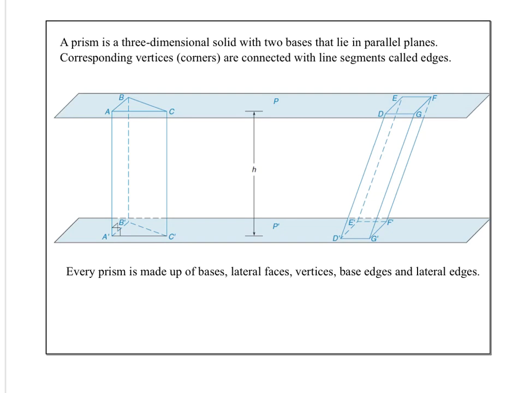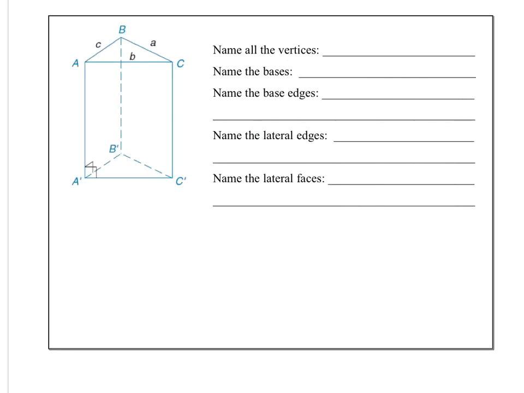Okay, a prism is a three-dimensional solid with two bases that lie in parallel planes. So you'll see that this base and this base are in parallel planes, and they have vertices or corners that are connected with line segments called edges. Every prism is made up of bases and lateral faces. So lateral faces are these faces that you can see that go around the shape. Vertices, base edges, so that would be these things, and then lateral edges are these guys right here.